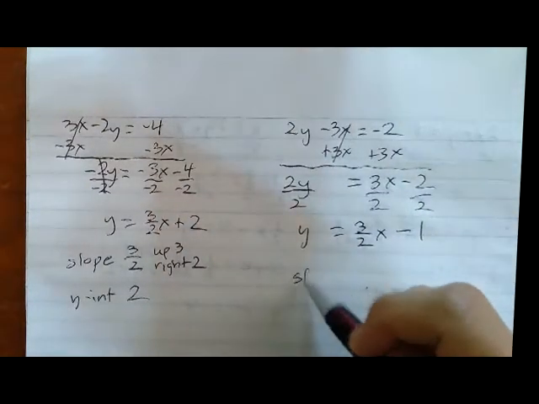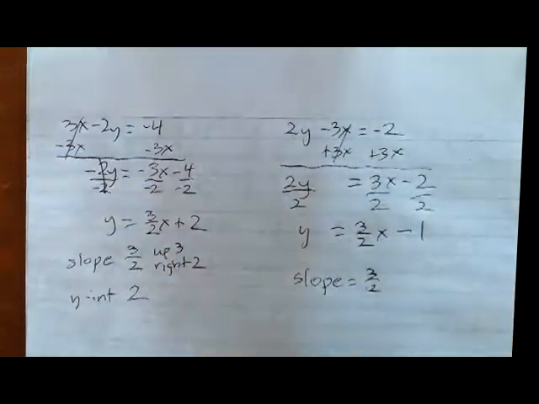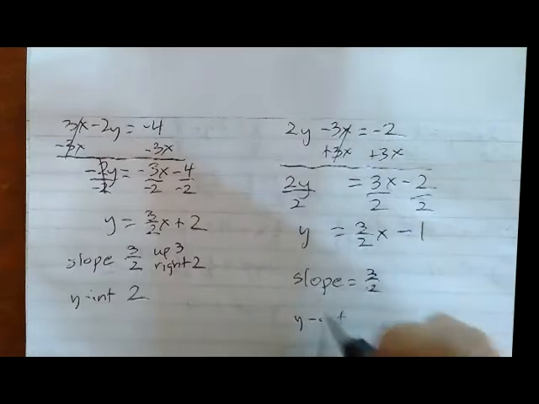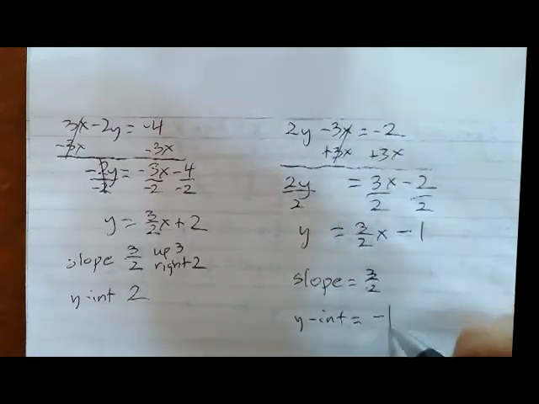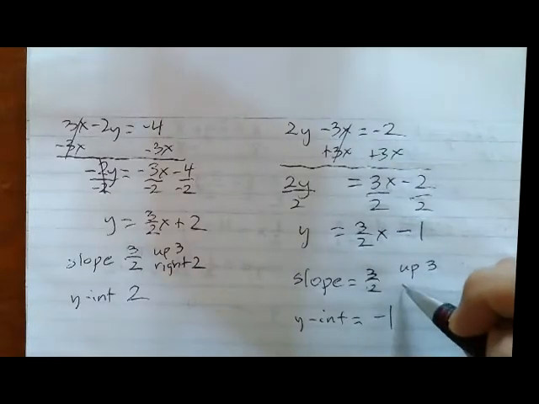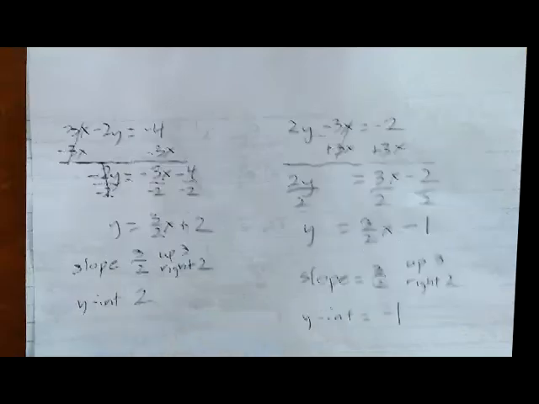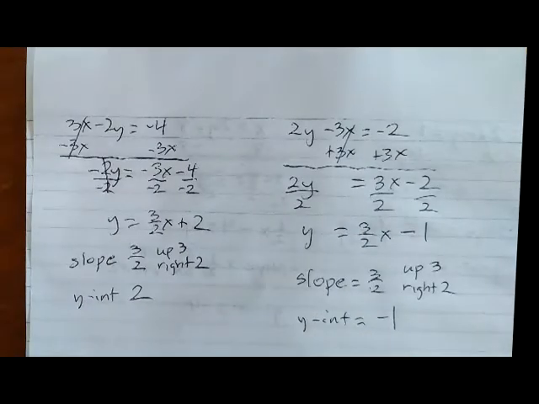The slope, 3 halves. Good. Y-intercept, negative 1. Up 3, right 2. Okay. All you gotta do now is graph it.